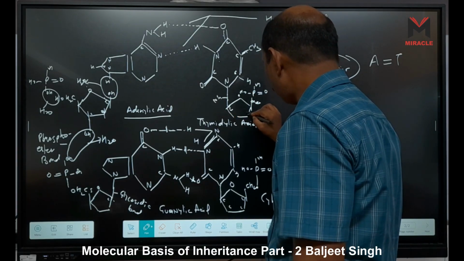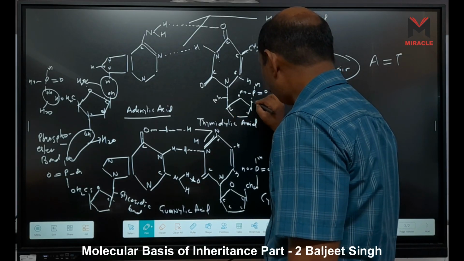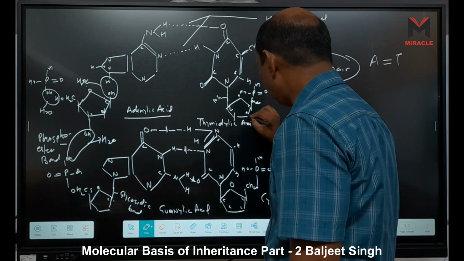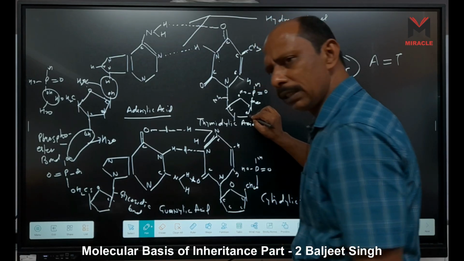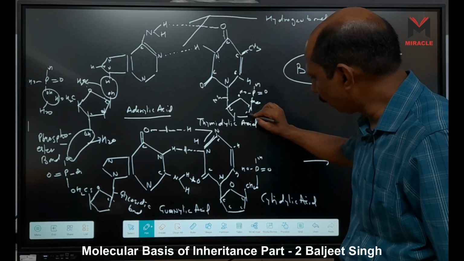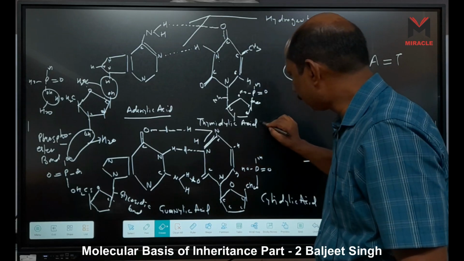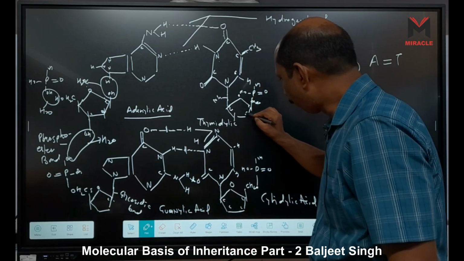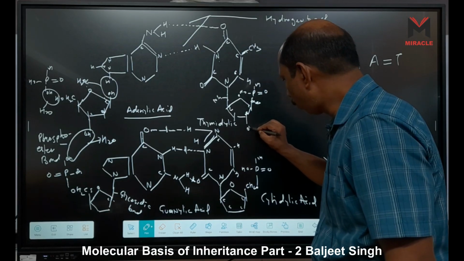And this side, this is the fifth carbon. Here it is the fifth carbon. Now fourth carbon, third carbon, second carbon, and this one is the third carbon. This third carbon, I remove this acid, then you understand, right? Third carbon contains an OH group.